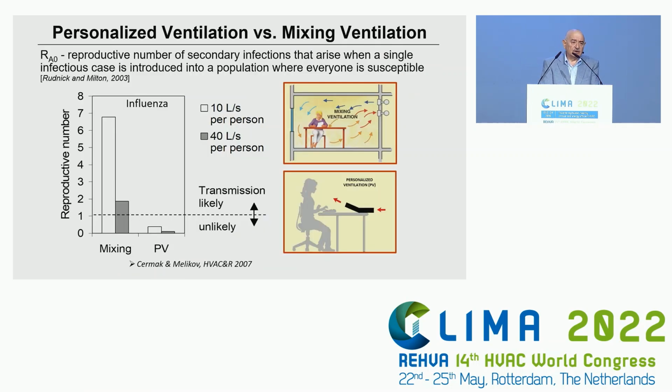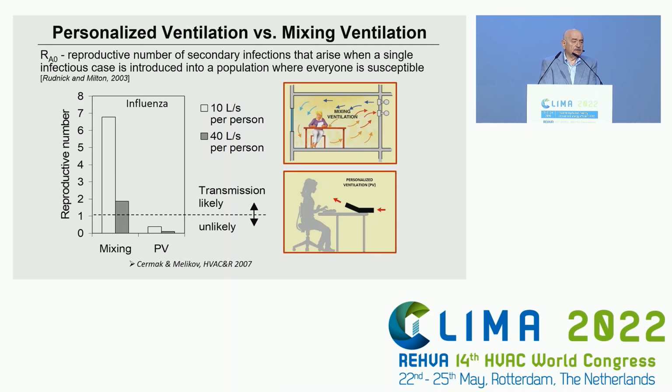At the beginning, when we started to study personalized ventilation, it was more than 15 years ago. There was no COVID-19 at that time, but there were other airborne transmission viruses that can be transmitted through the air. And we tried to compare the personalized ventilation performance with total volume ventilation with regard to airborne transmission. And what we did, we used the reproductive number, which is the number of secondary infections that occur in a room where one of the occupants is infected.